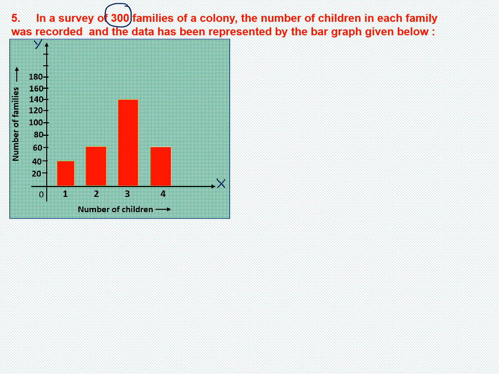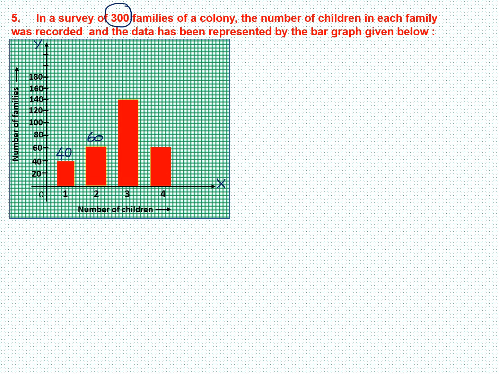So how many families have only one child? You can see this first bar. Can you see this first bar here? First one is touching 40. That means 40 families have only one child. Now let's see how many families have two children. Now this bar is touching 60. So that means 60 families have two children.